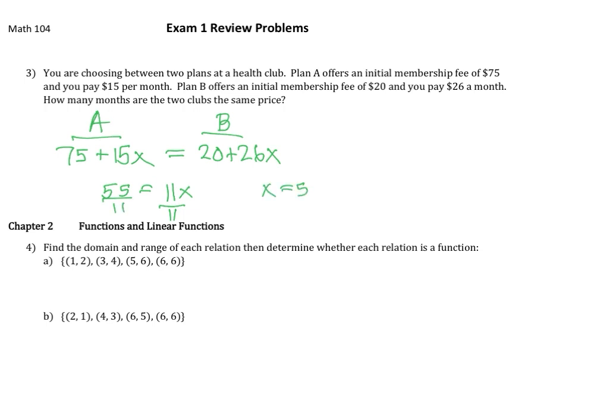So the last thing on these types of problems is just make sure you go and answer the question. The question says, how many months are the two clubs the same cost, same price? So 5 represents the number of months, so that is 5 months. There we go.